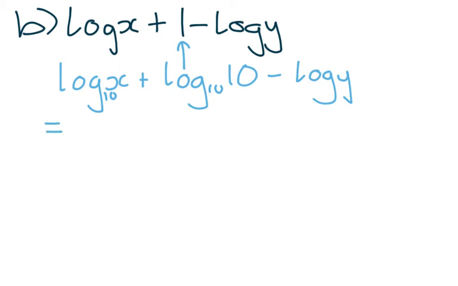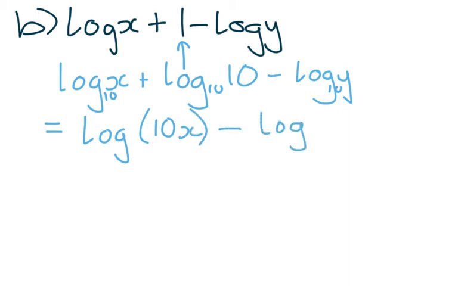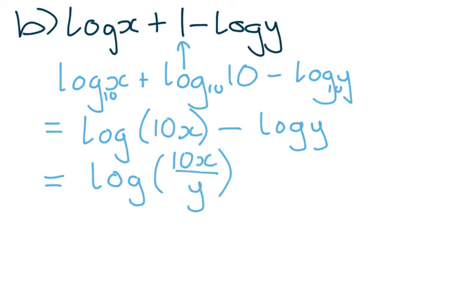So now, we've got an add sign, which means this first part is a multiplication. So we've got log of 10x, take log of y. Now that we've got that subtraction sign, we end up with log of 10x over y as our final answer.